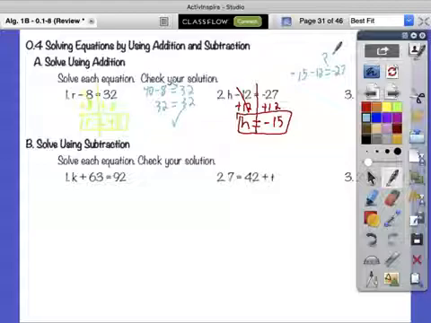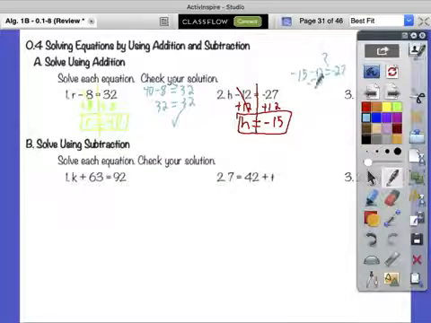So what happens? I heard someone say, what happens when we have two negatives? You have to add. You add them, same sign, add, and you keep the sign. So what's 15 plus 12? 27, but it's a negative 27. So does negative 27 equal negative 27? Yep, check. It checked out. Okay. Questions on that?